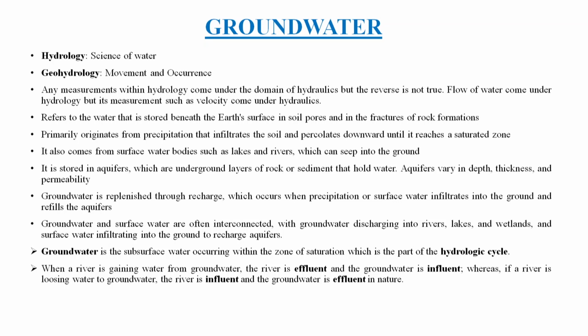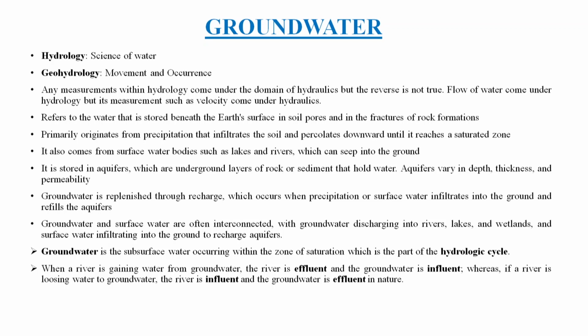Now groundwater refers to the water that is stored beneath the earth's surface in soil pores and in the fractures of rock formations. It primarily originates from the precipitation that infiltrates the soil and percolates downward until it reaches a saturated zone. Again, these are the two terms, infiltration and percolation. Percolation means movement of water within the soil, infiltration means the movement of the water through the soil. It also comes from surface water bodies such as lakes and rivers, which can seep into the ground. It is stored in aquifers.